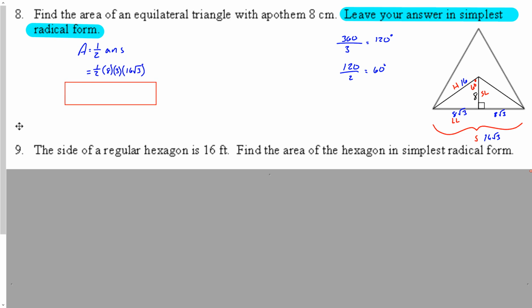Now once we plug everything in, we have 1/2 times 8 for the apothem, 3 for the number of sides of a triangle, and 16 square root of 3 for the side length of that triangle. Leaving everything in simplest radical form, we would just multiply the 1/2, the 8, the 3, and the 16, and we would leave the square root of 3 on the end of it. Remember, our rules are outside numbers times outside numbers, inside numbers times inside numbers when dealing with radicals. So this would leave us with 192 square root of 3 square centimeters.